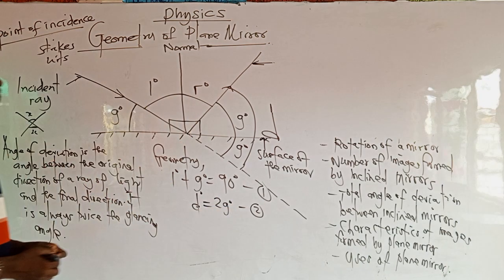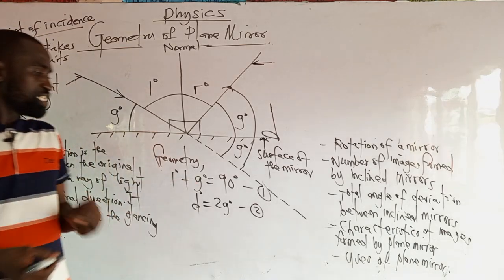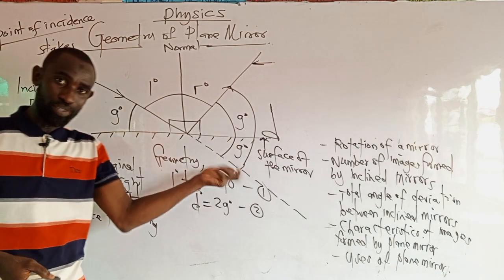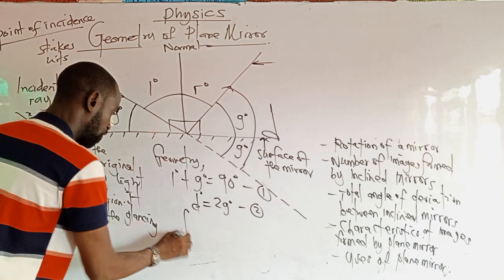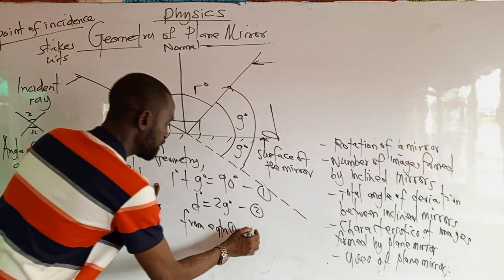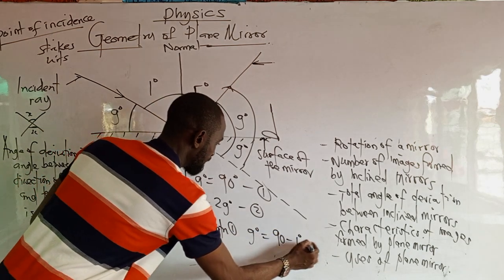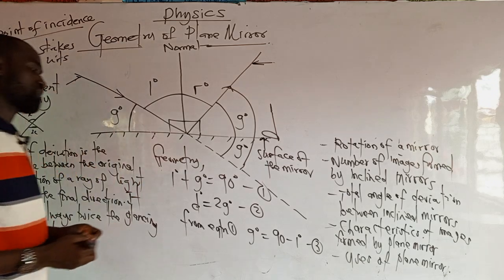Now, from equation 1, what is our G? G will be equal to 90 minus I. From equation 1, just follow me class. From equation 1, you get everything. Equation 1, we have our G to be equal to 90 minus I degrees. I call this equation 3.